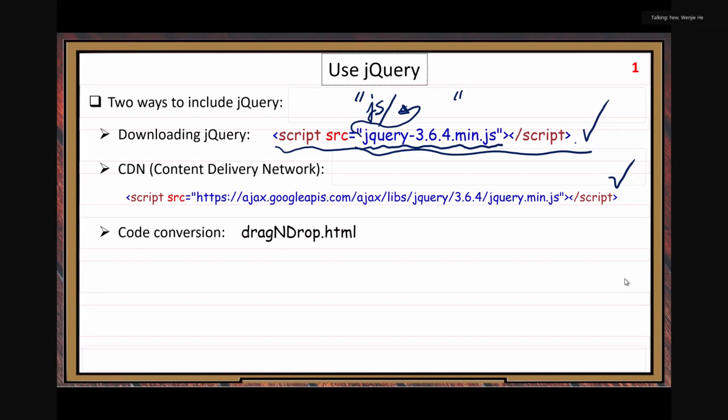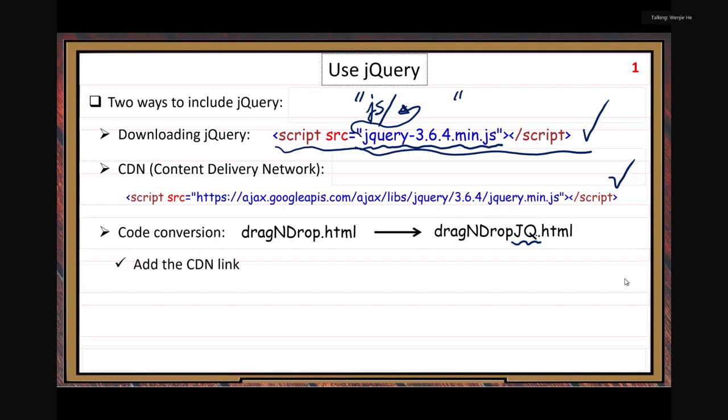So this is our old HTML file. Then I wrote a new version, which I called drag and drop JQ. The capital JQ refers to the jQuery version. I haven't uploaded it yet. After the class, I will upload this example so you can download and compare. The behavior is exactly the same, but the code is different.